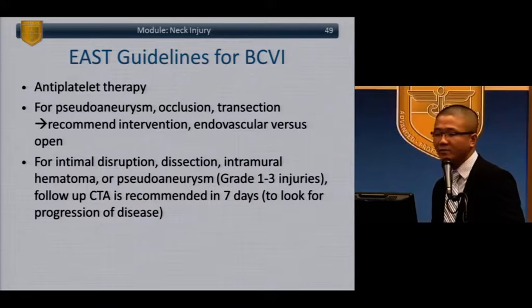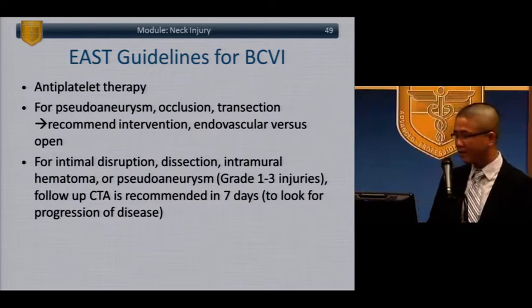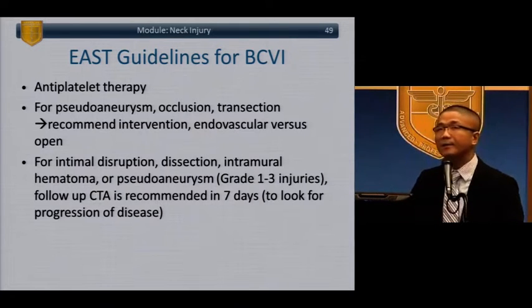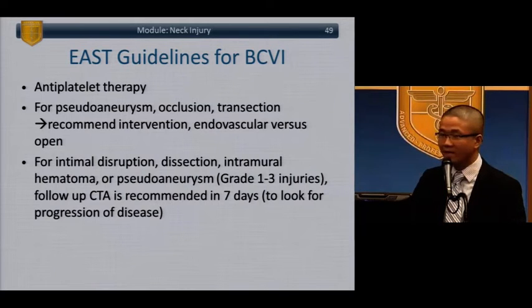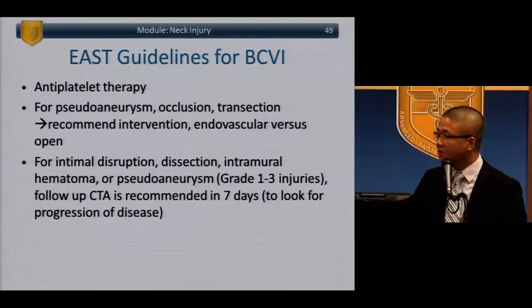For pseudoaneurysm, occlusion, and transection, our vascular colleagues probably have a lot of experience with endovascular. That's the wave of the vascular future. The carotid, though, the body of literature and the experience on carotids have not been quite so paradigm changing as it has been for the intra-abdominal and thoracic portions. But the societies do recommend considering endovascular approaches should there be a pseudoaneurysm, complete occlusion, or transection, right?